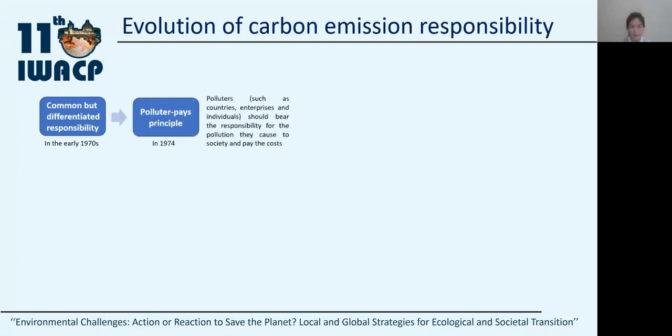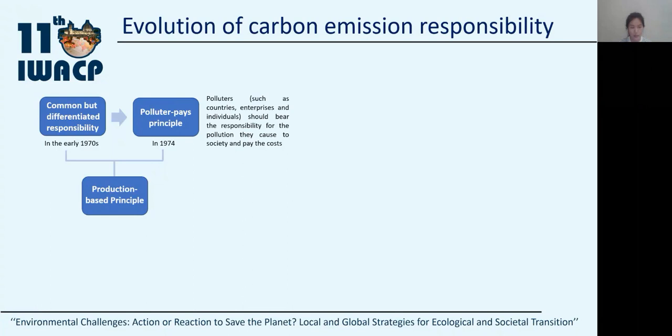In 1974, the polluter pays principle was proposed. It means that polluters such as countries, enterprises, and individuals should bear the responsibility for the pollution they cause to society and pay the costs. The essence of these two principles is producer responsibility.